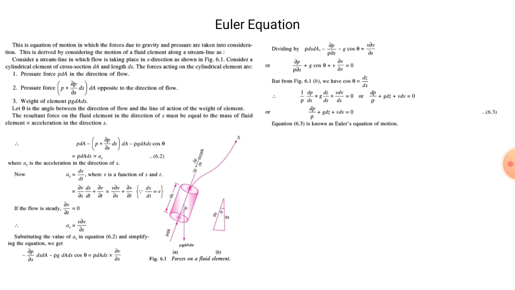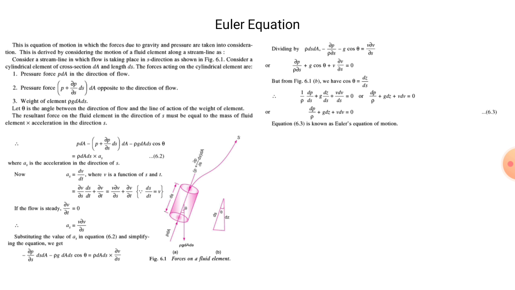The second one, pressure force (P plus dou P divided by dou S into ds) whole bracket dA, opposite to the direction of flow. The third one, weight of element rho g dA ds. Let theta be the angle between the direction of flow and the line of action of the weight of the element, refer to figure B. The resultant force on the fluid element in the direction of S must be equal to the mass of the fluid element into acceleration in the direction S.